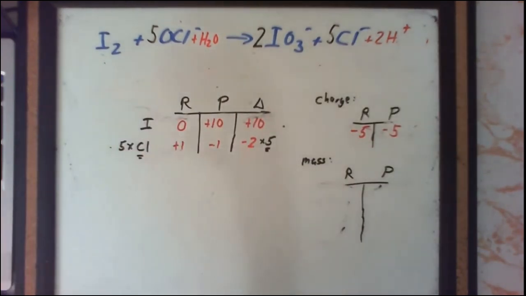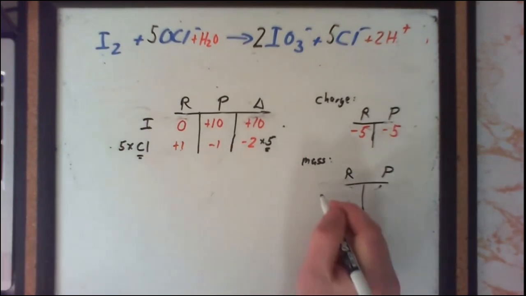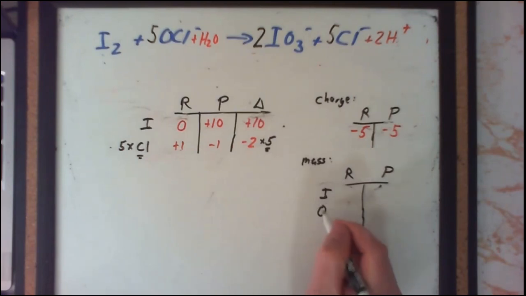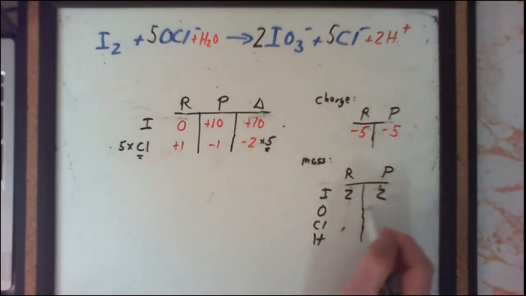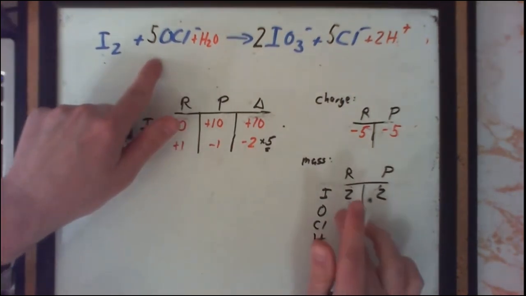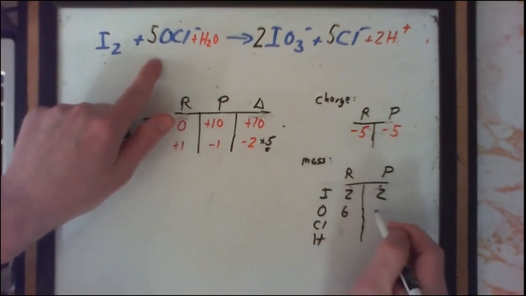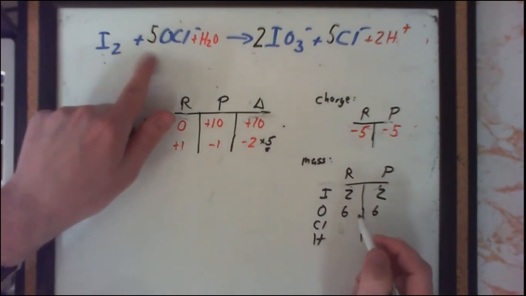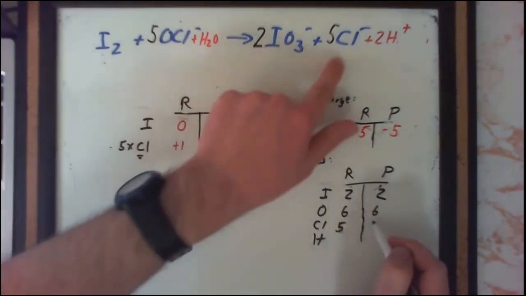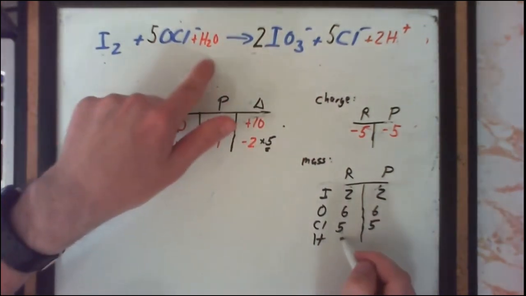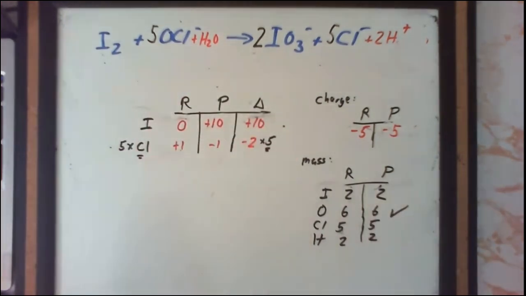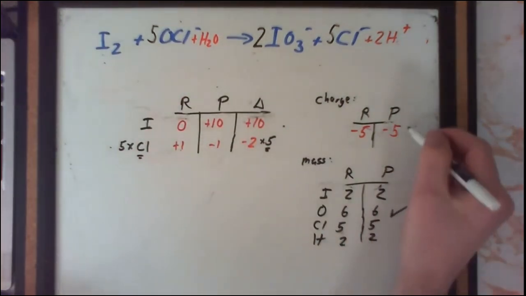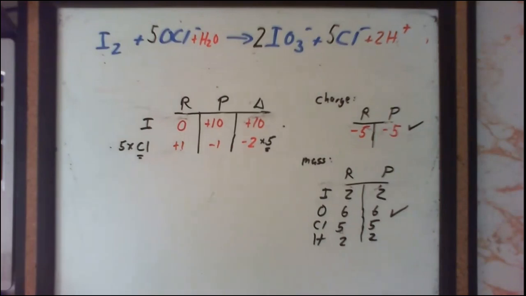Finally, to check to make sure it is balanced. It's already balanced by charge. And then quickly by mass, we have iodine, oxygen, chlorine, and hydrogen. Iodine, there's 2 and 2. Oxygen, there are 5 plus 1 is 6, and 6. And then chlorine, we have 5 and 5. And hydrogen, finally, we have 2 and 2. So the reaction is balanced because it's both balanced by charge as well as by mass.